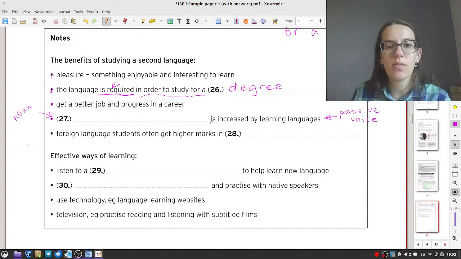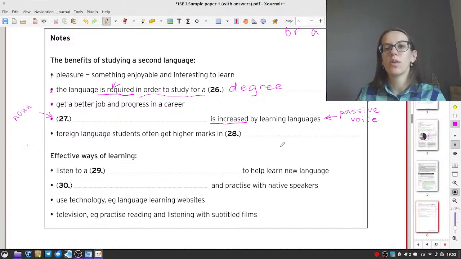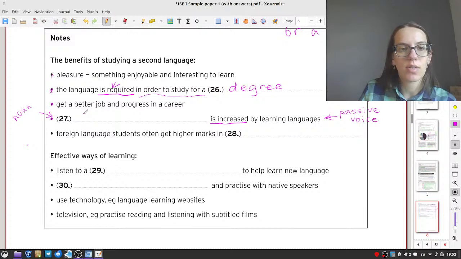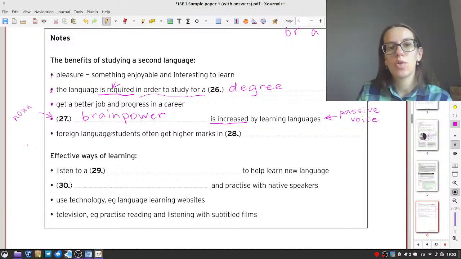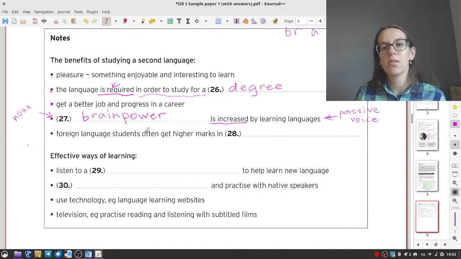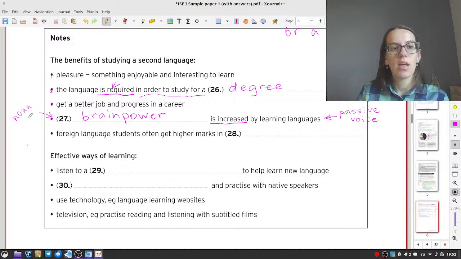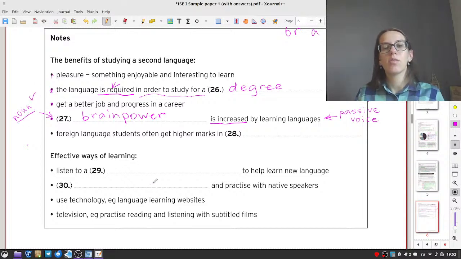So is increased, it's the same idea, but we used passive voice here instead of active voice. So it is brain power. Again, notice that we took this word from the text. I didn't change it. It's the word from the text. And is it a noun or a noun phrase? Yeah, it is a noun. So that's great.